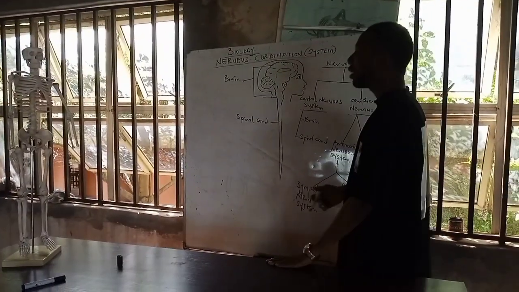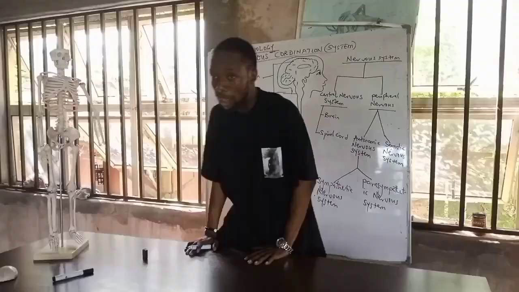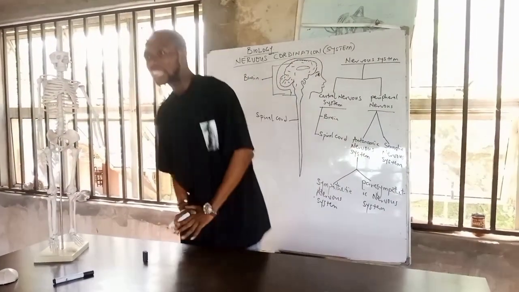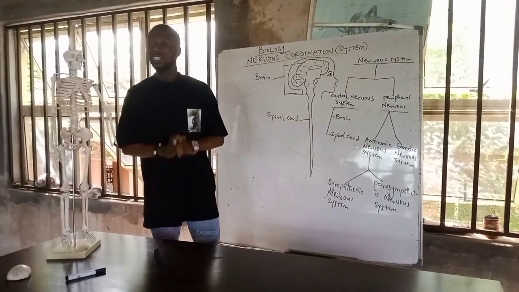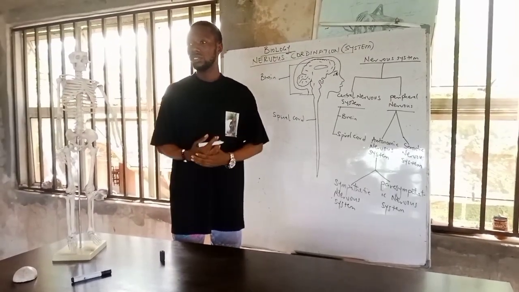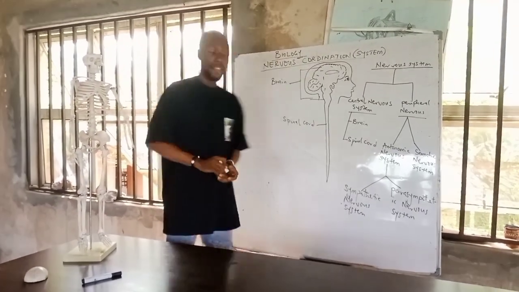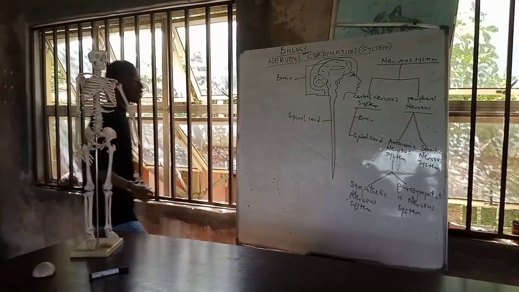So now we're going to look in detail at the physiology, the functions of the nervous system, how the nervous system is classified into different levels, the structures found at different levels of the nervous system, and their functions. Whenever I say function, I mean physiology. Hope you got it.